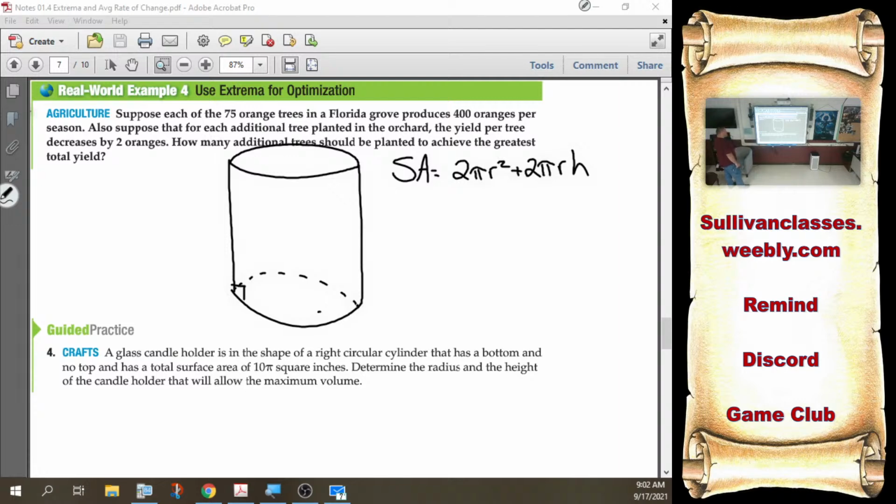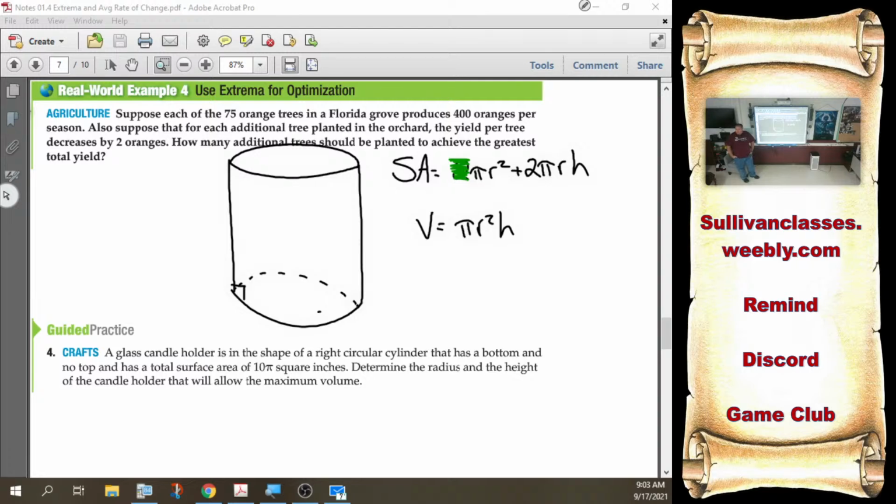Determine the radius and the height of the candle holder that will maximize the volume. What's the volume? Think about it. I'm taking this circle and I'm stacking that circle this high. Pi r squared h. Okay? So those are the formulas normally. Now someone already said it. So that means no tops around here, only bottoms. Lazy.